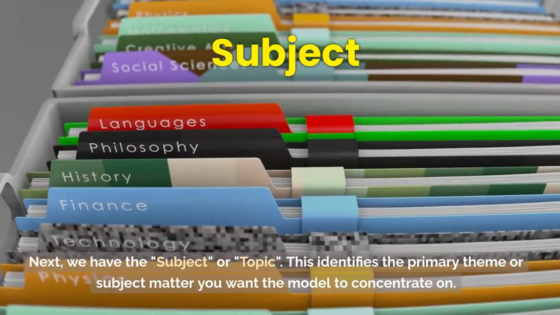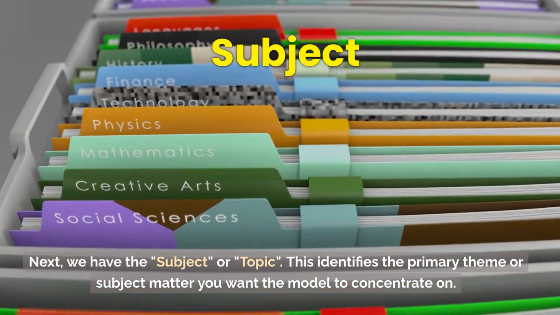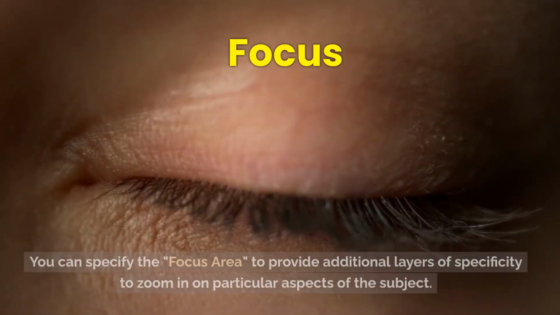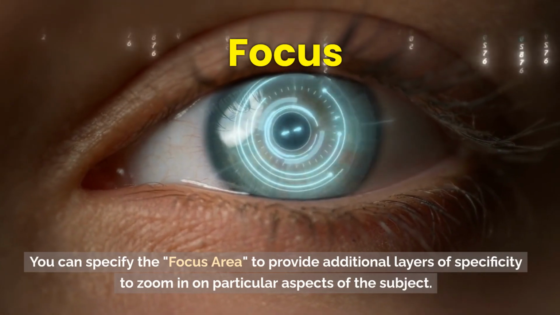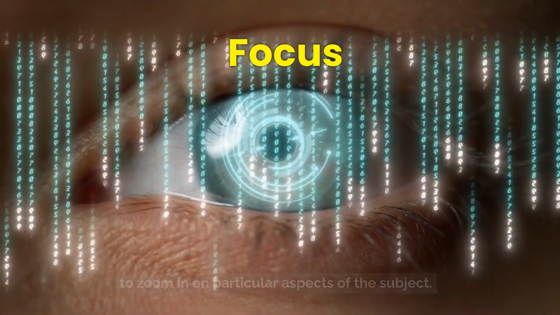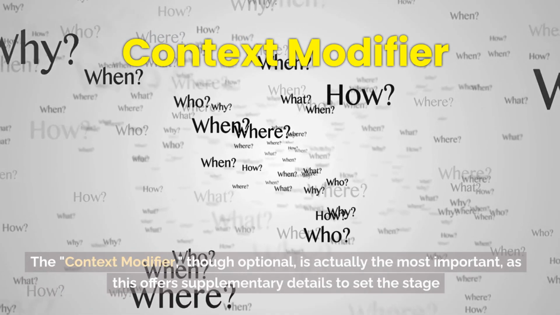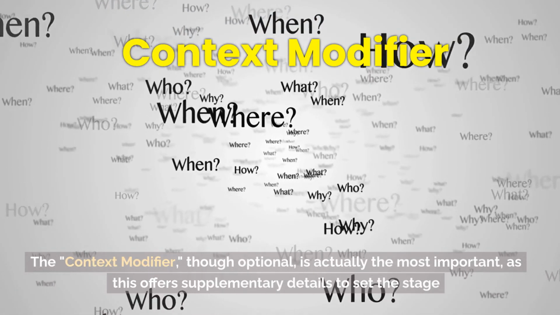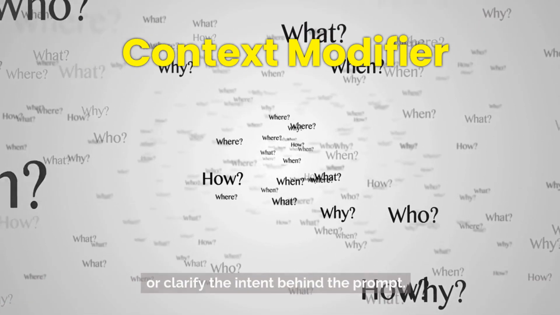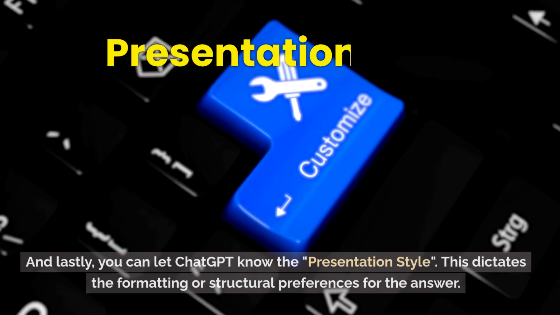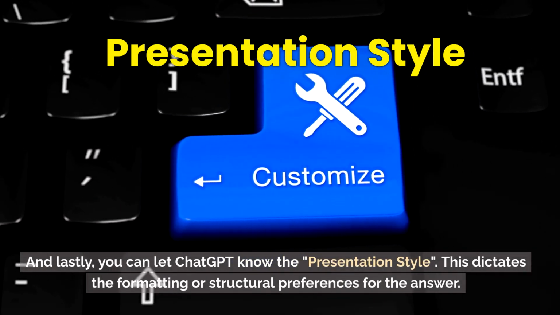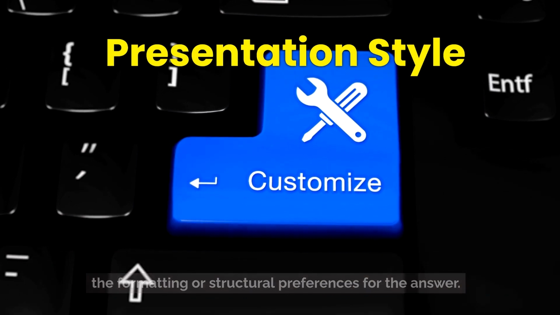Next, we have the subject or topic. This identifies the primary theme or subject matter you want the model to concentrate on. You can specify the focus area to provide additional layers of specificity, to zoom in on particular aspects of the subject. The context modifier, though optional, is actually the most important, as this offers supplementary details to set the stage or clarify the intent behind the prompt. And lastly, you can let ChatGPT know the presentation style. This dictates the formatting or structural preferences for the answer.